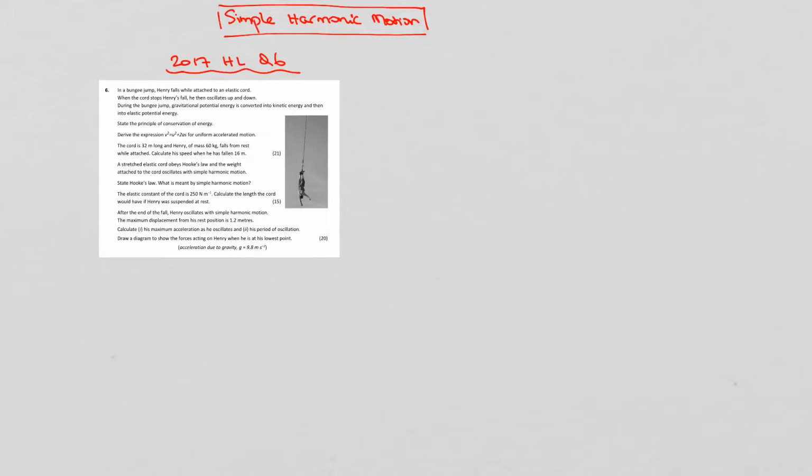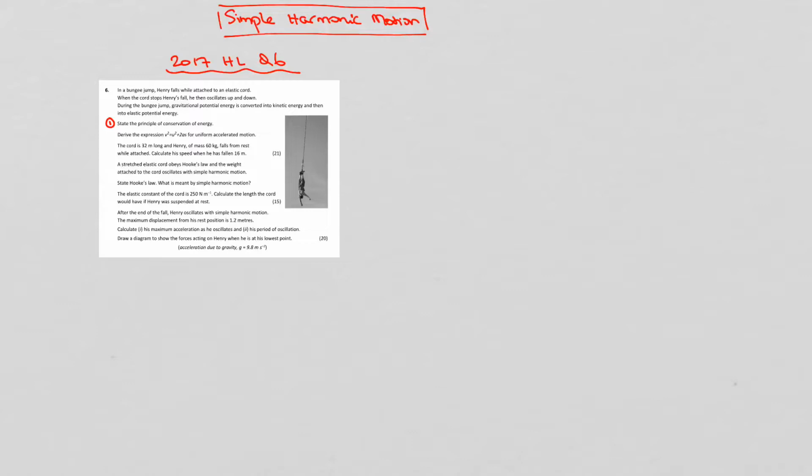So here we can see in a bungee jump, Henry falls while attached to an elastic cord. When the cord stops Henry's fall, he then oscillates up and down. During the bungee jump, gravitational potential energy is converted into kinetic energy and then into elastic potential energy. So state the principle of conservation of energy is the first part of the question. So we're going to number all of these parts first of all, right? So we're going to call that part 1.